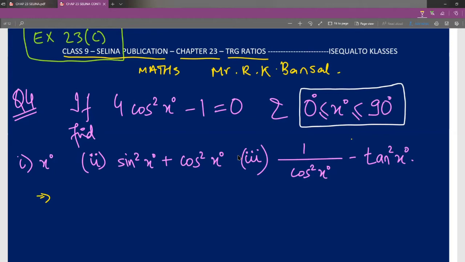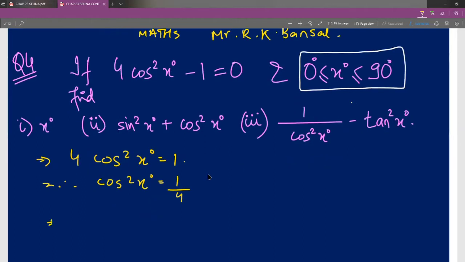Okay, so first of all, we'll find 4 cos square x degree minus 1 is equal to 0. So we can write this as 4 cos square x degree is equal to 1. Therefore, there is no multiplication symbol between 4 and cos square x, so I can refer to it as a multiplication symbol. So I can write it as cos square x degree is equal to 1 upon 4, because 4 went to the RHS and got divided by 1. So I'll scroll down a bit. And cos square x degree is equal to 1 upon 4.